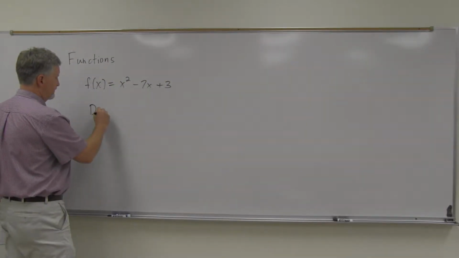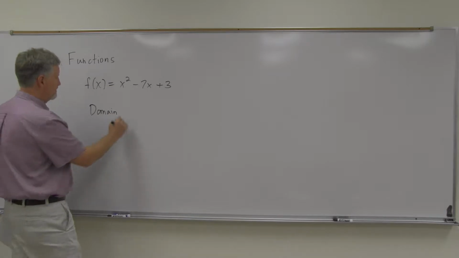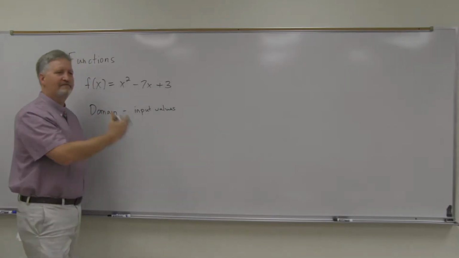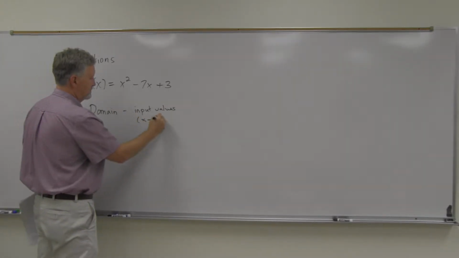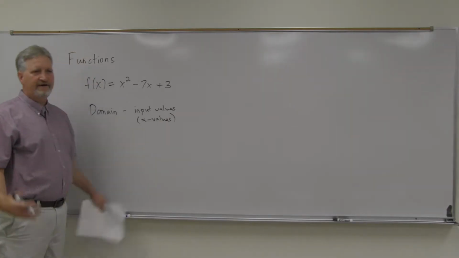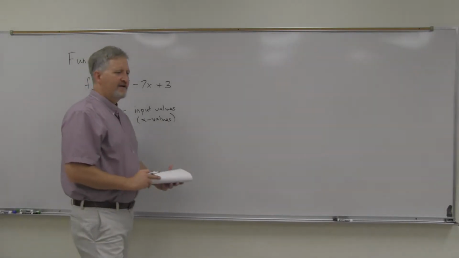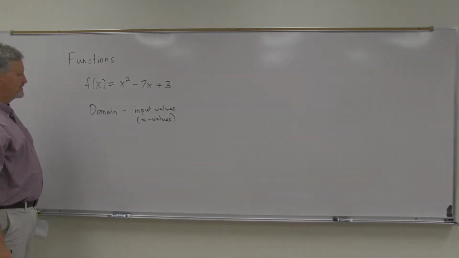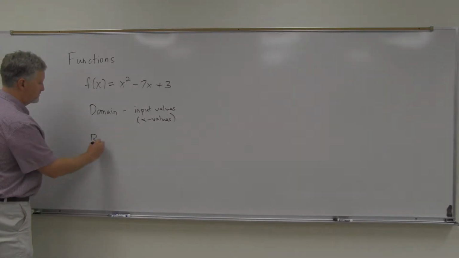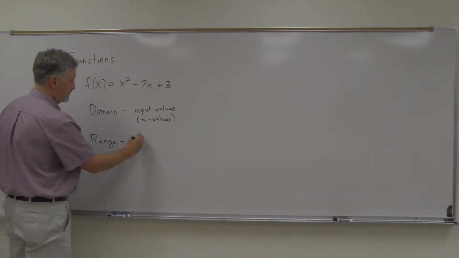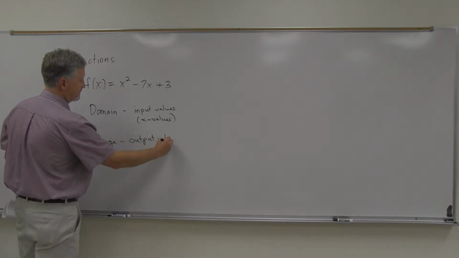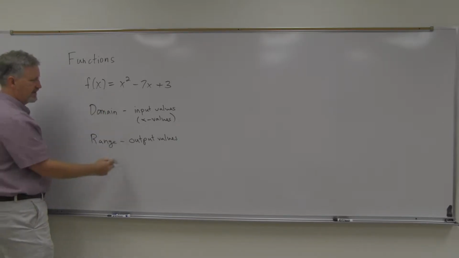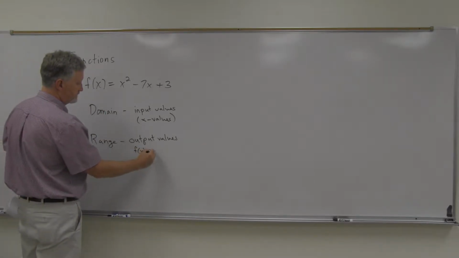The domain, that's technically the set of input values. Most often it's the x values. We will look at some where the input values are times t, we'll call them, but generally speaking, it's the x values. And the range, what is the range? The output values that come out. And so in my particular example, it's the f of x values that you get out.